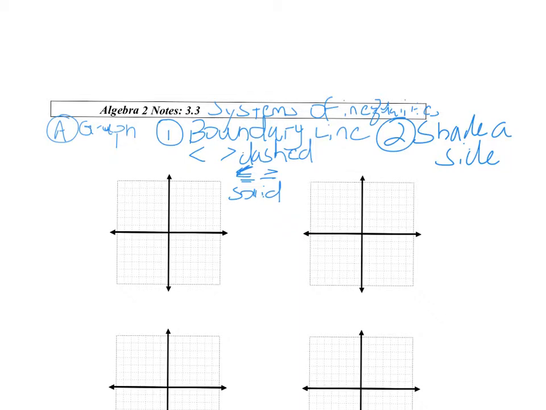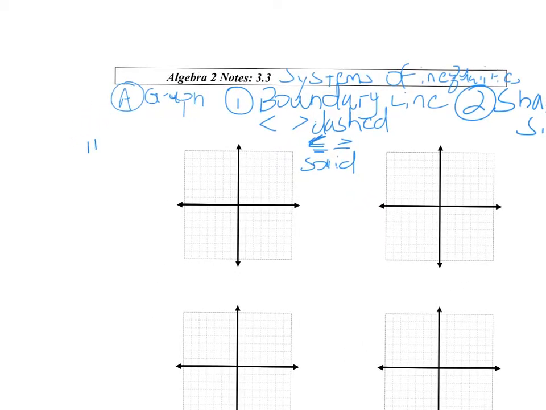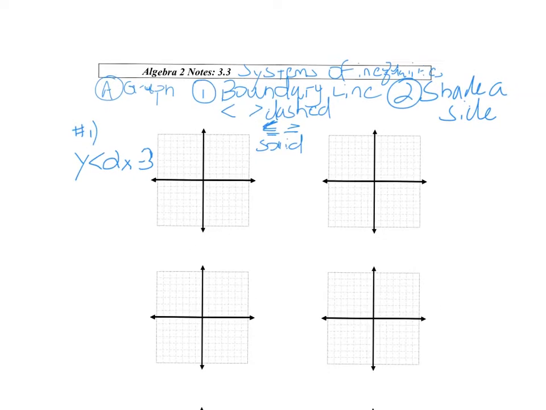Here we go. Let's start with a super basic one. Number 1, we're going to graph y is less than 2x minus 3. It looks like a 3-year-old wrote this, huh? Okay, so go to your graph and let's first graph the line y equals 2x minus 3. But we're going to draw a dashed line because it's less than.